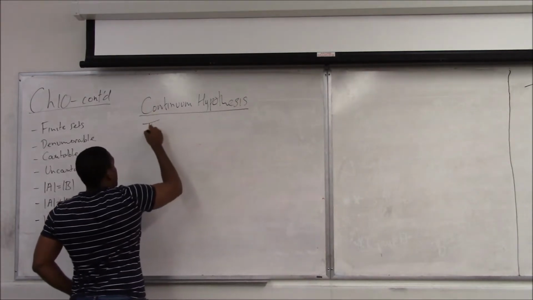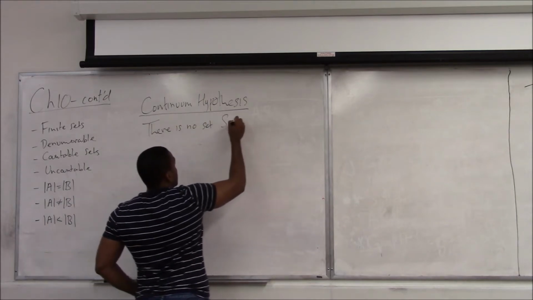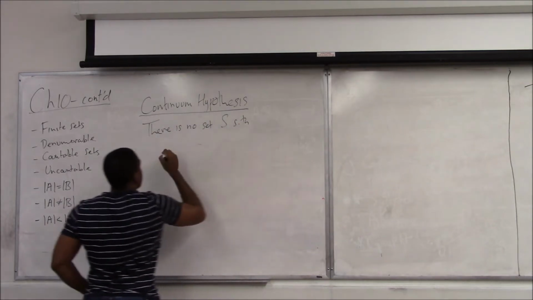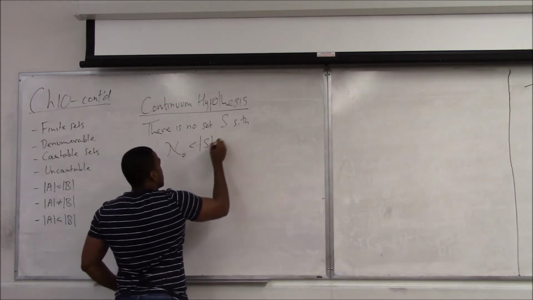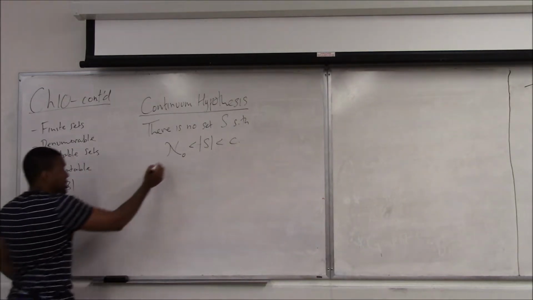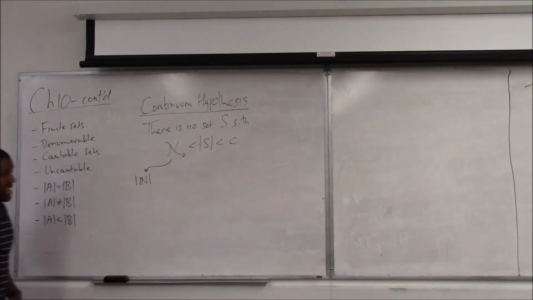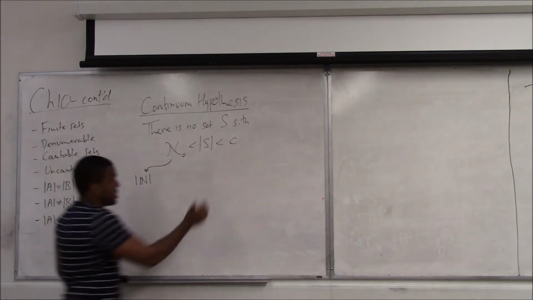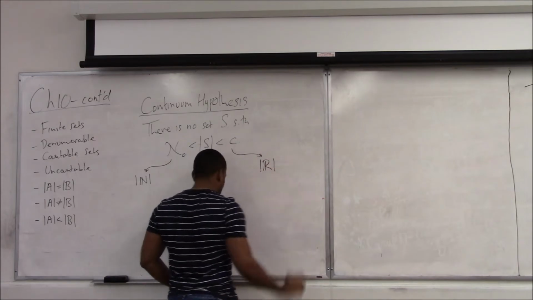Basically, there is no S such that the size of S is between these two cardinalities. Where this guy is a stand-in for the size of the natural numbers, and this guy is a stand-in for the size of the real numbers.